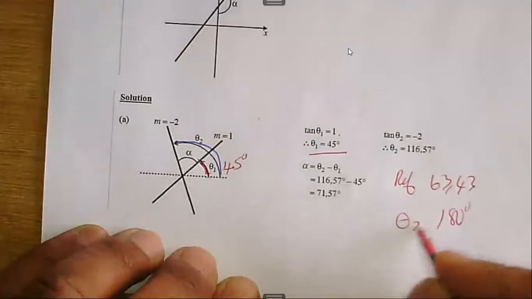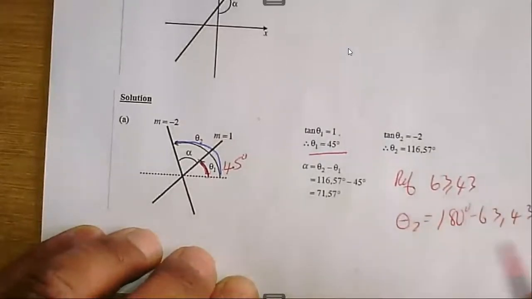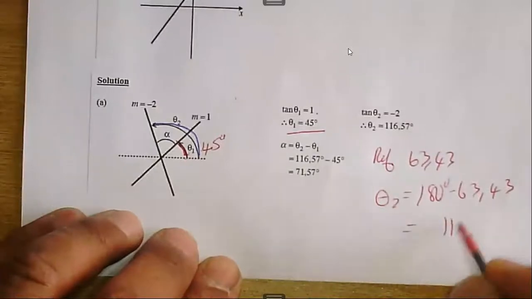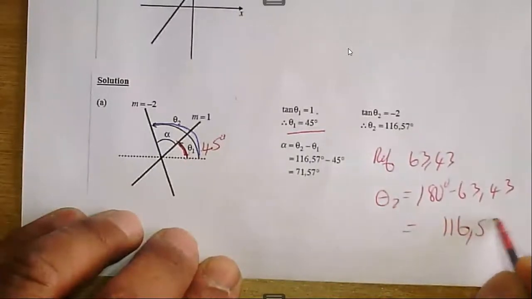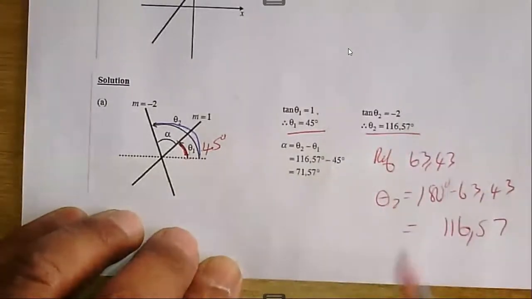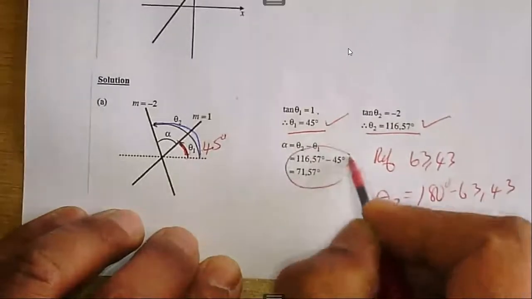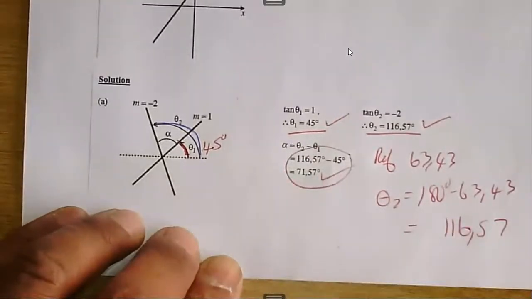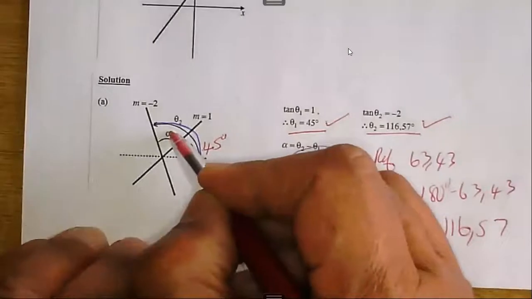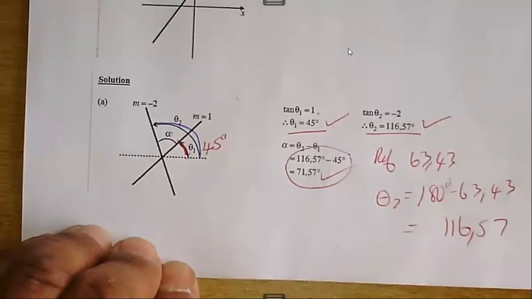So theta 2 is 180 minus 63,43, and that will give you 116,57. This one here. Clear, guys? So now I have 45, I have this angle, so I subtract the two and I get 71,56. Angle between the two. That is the end of video 2.